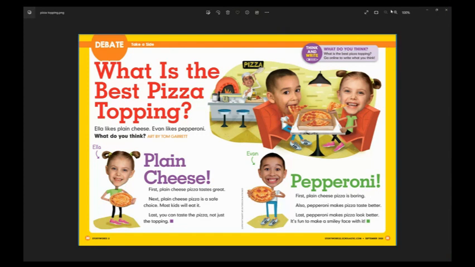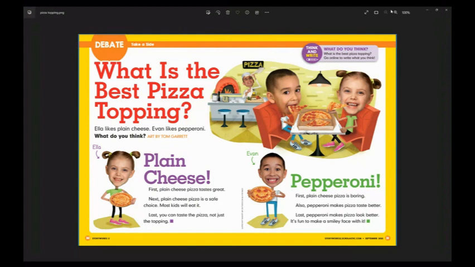We'll read the text together. I'm going to allow them to read some of the parts that they can, and I'll help support that as needed. And then we'll talk about what the arguments were on each side, what they were, and did it persuade us to maybe change our mind about how we feel about the best pizza topping.